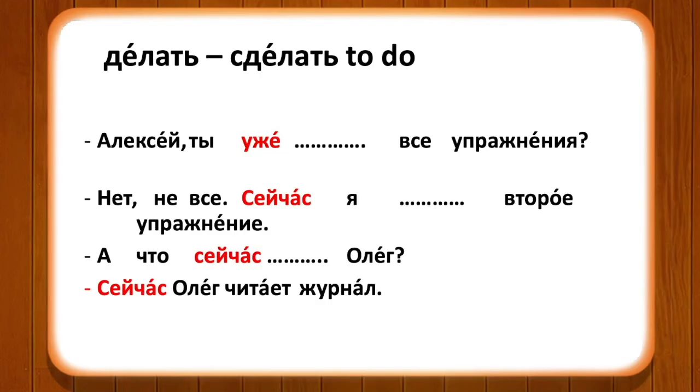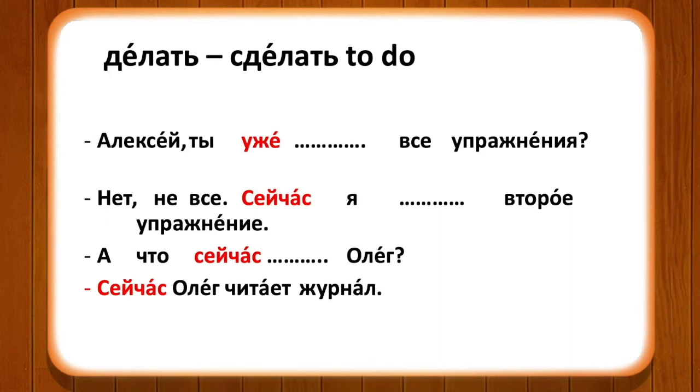In the next few sentences, let us try to use the verbs делать, сделать. Делать and сделать mean to do. Делать is the imperfective verb and сделать is the perfective form. Let us see in which sentence which particular verb can be used.